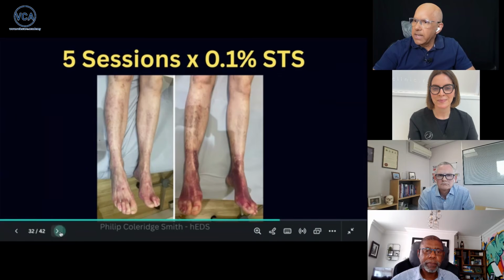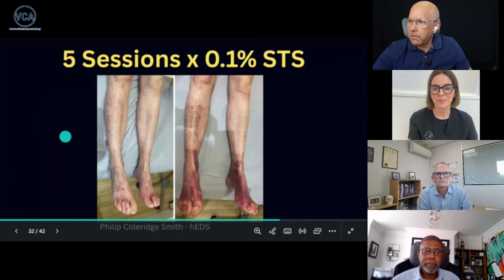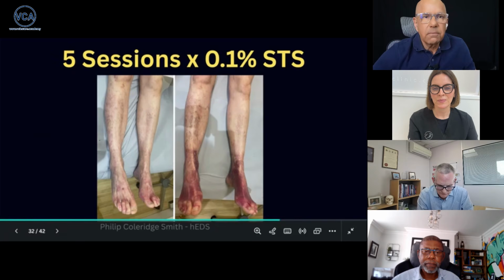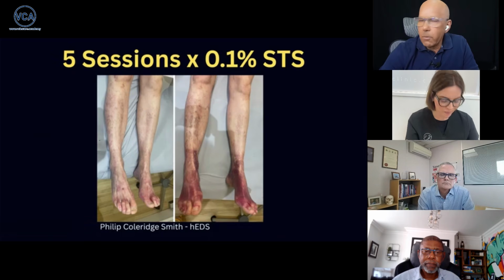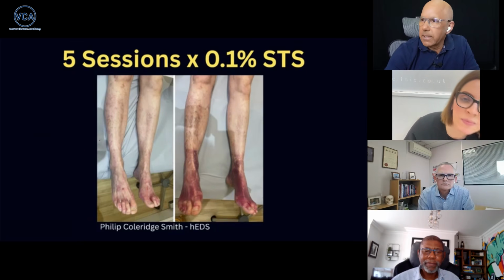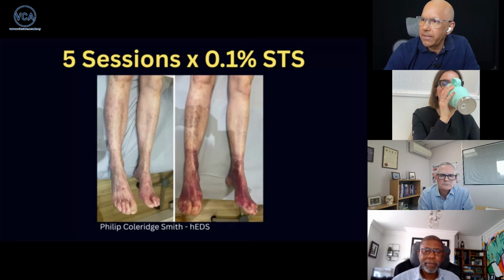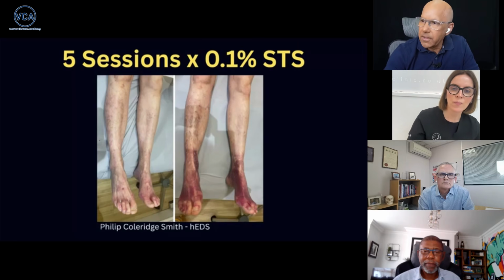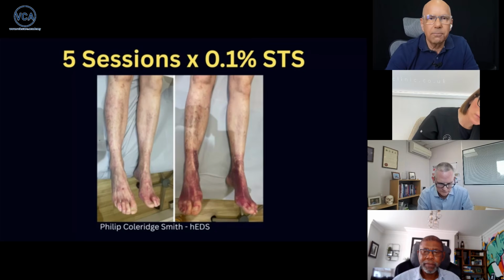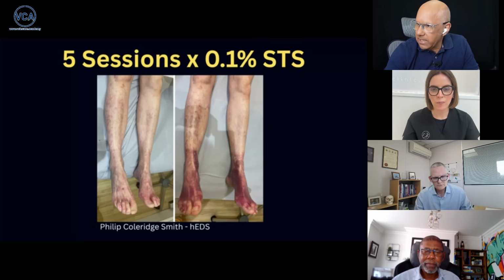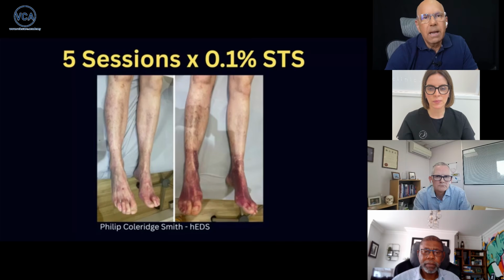And our president, Philip Coleridge-Smith, wanted us to show this. This is actually the wrong way round because I've turned it upside down, as it were, but the before is on the right and the after treatment on the left. And this is a patient with Ehlers-Danlos syndrome who had extensive telangiectasia on the lower parts of his leg. And Philip and his team treated this patient with 5 sessions of 0.1% STS, liquid, I presume. Foam wasn't mentioned. And this is very impressive, isn't it?